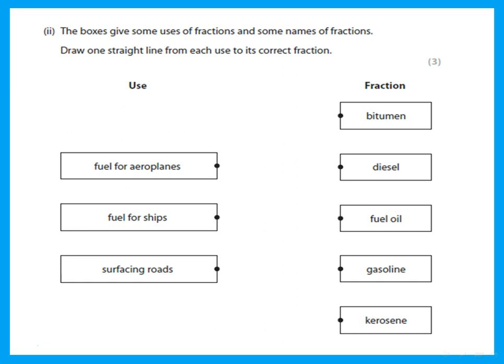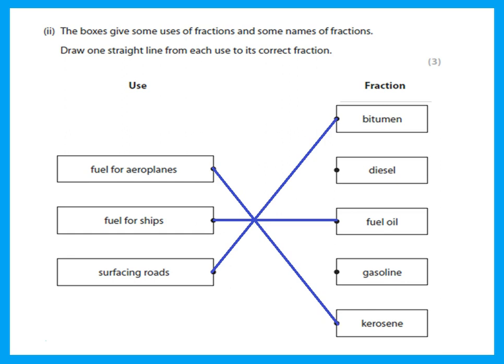The boxes give some uses of fractions and some names of fractions. Draw one straight line from each use to its correct fraction. Remember that when we do fractional distillation of crude oil, you are required to know the order in which they come out and the uses of each one. Here he's talking about uses. So which one is used as fuel for airplanes? You should remember that. Kerosene is used as fuel for airplanes. Fuel oil is used as fuel for ships. And making roads, we use bitumen.